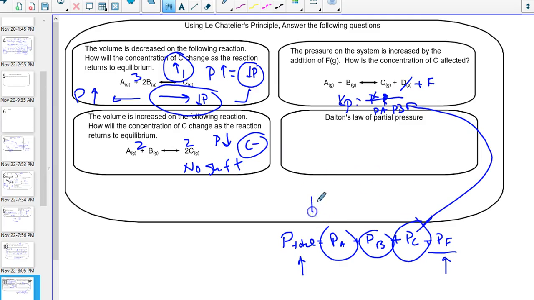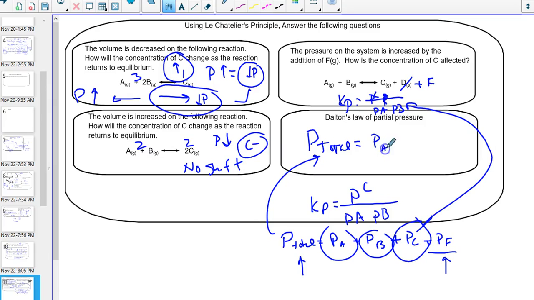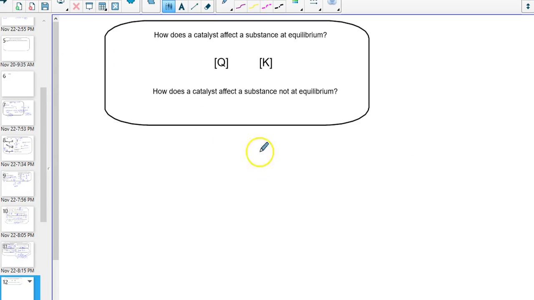Okay, the expression once again is Kp equals the partial pressure of C over the partial pressure of A and the partial pressure of B. Dalton's law of partial pressures, right there: the total partial pressure equals the partial pressure of A plus the partial pressure of B, and so on. That's probably the hardest part of this whole thing.